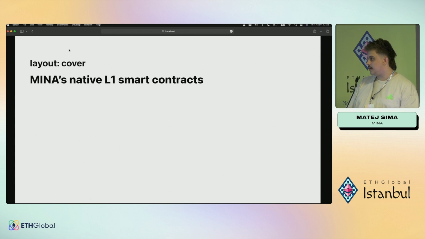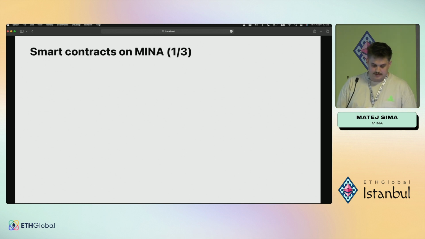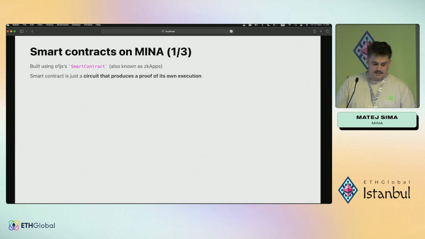So let's now talk about Mina's native L1 smart contracts and how they tie into the recursive proof design of the L1 protocol. Smart contracts on Mina, you have to write them using the o1js library. There's a primitive called SmartContract. SmartContract is just a circuit, like the zk program we have seen before, that runs on your client, so literally in your browser, and proves its own execution.